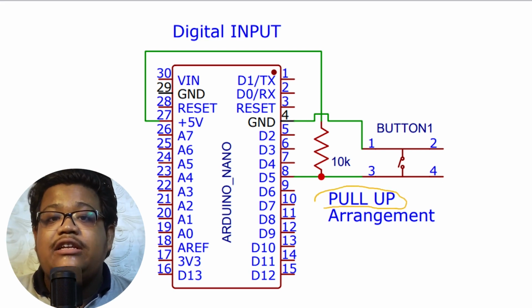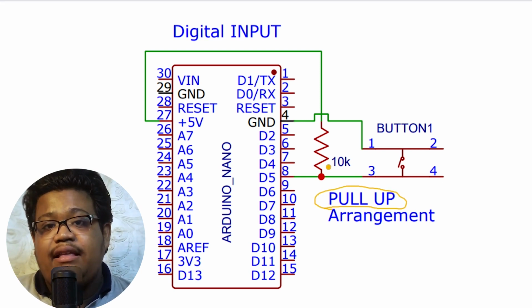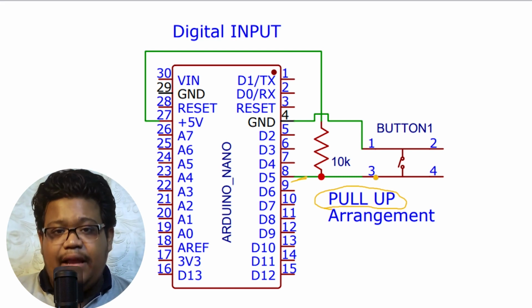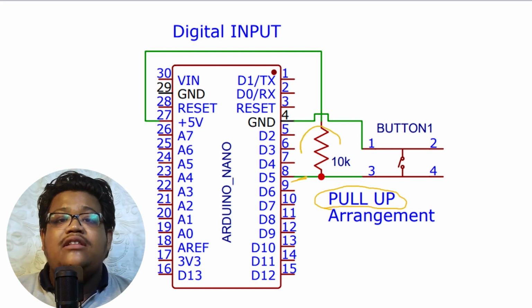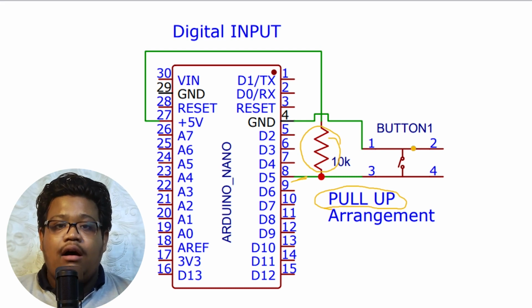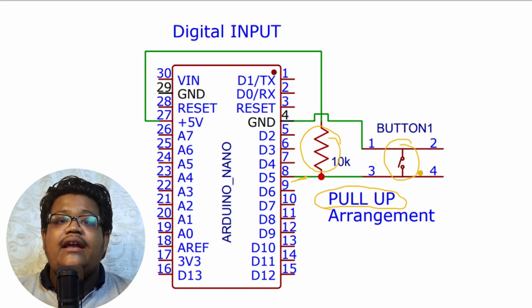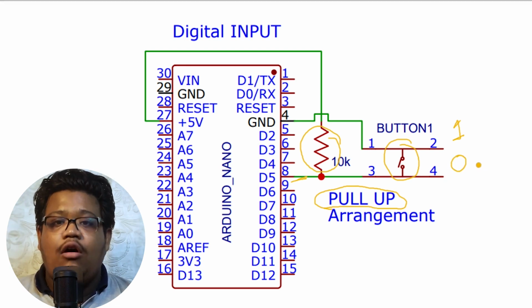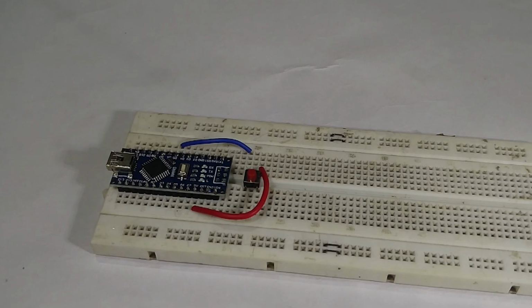In this configuration, the pin from where you are taking the digital reading has a resistor connected in between the pin and VCC, and the switch is connected to the pin and the ground. In this situation, you will always get 1 when you are not pressing the push button, and you will get 0 when you are pressing the push button.